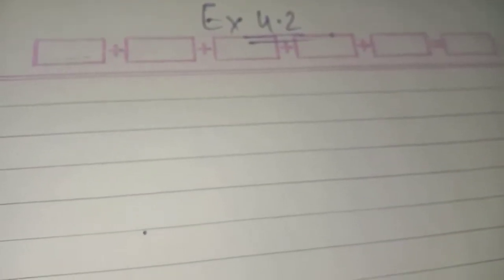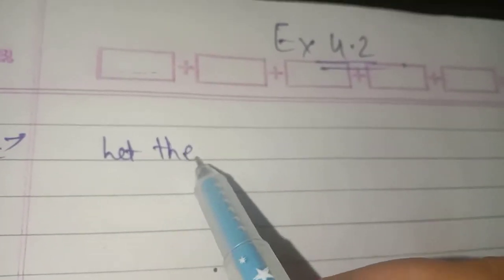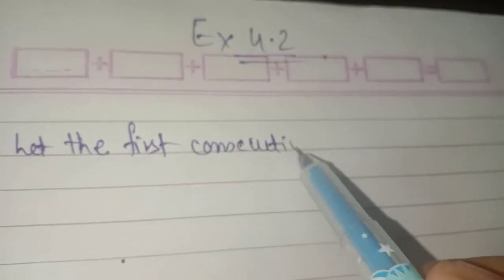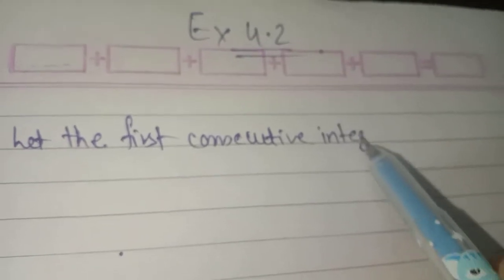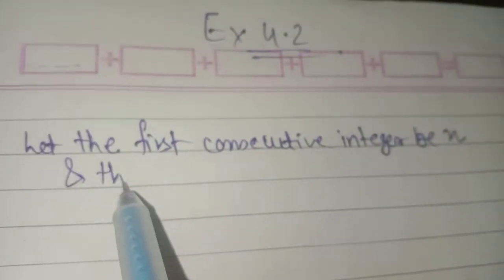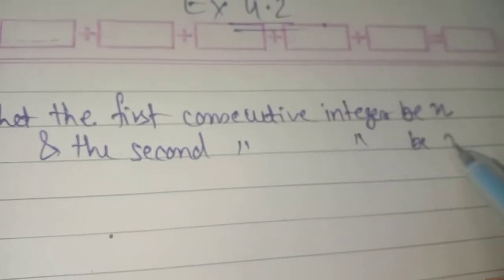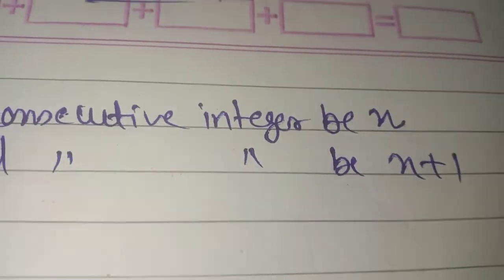For example, as you are in first standard, you will pass and you will move to second, from second to third. So that is what is called consecutive. So how will we write here? Let the first consecutive integer be x and the second consecutive integer be x plus 1.